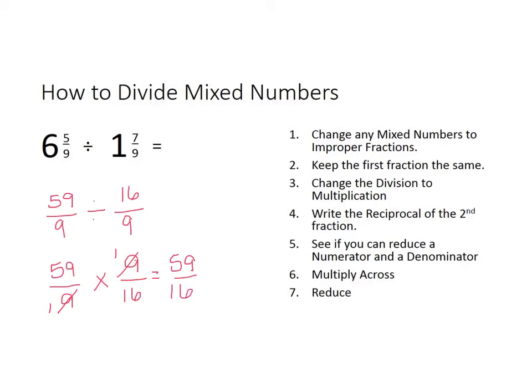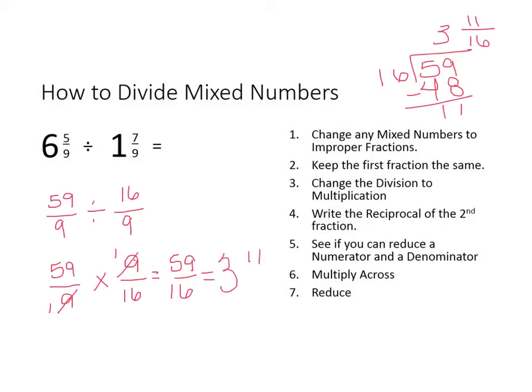Reduce, that's improper, so we're going to take our numerator divided by our denominator. And how many times will 16 go into 59? Hopefully you got 3. 16 times 3 is 48. Subtract, and we have 11, which becomes our new numerator, and 16 is our denominator. So our final answer is 3 and 11/16. Make sure you write all this down before going on to the next slide.